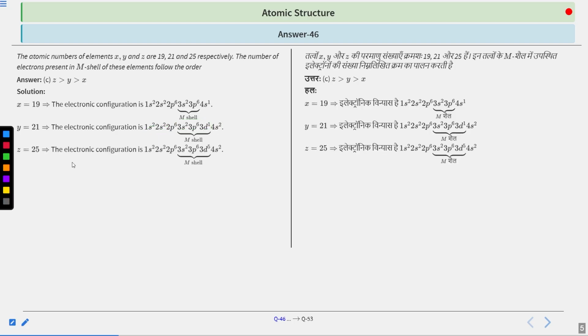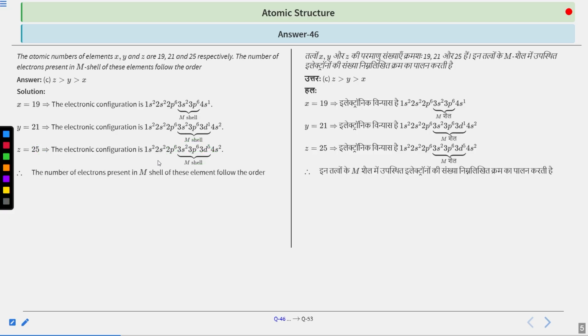Moving on to Z, which has atomic number 25. So the electronic configuration is 1s2, 2s2, 2p6, 3s2, 3p6, 3d5, 4s2. So for the M shell, how many electrons do we have? We have 6 plus 2 plus 5, which is 13 electrons.